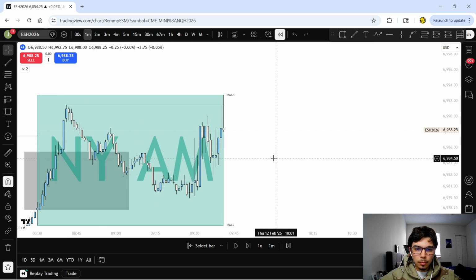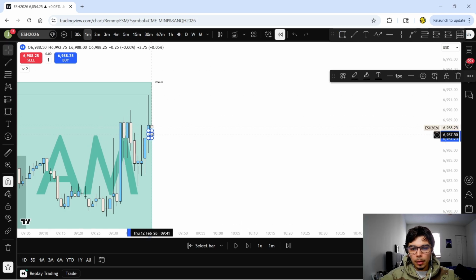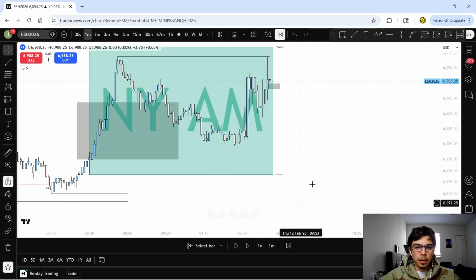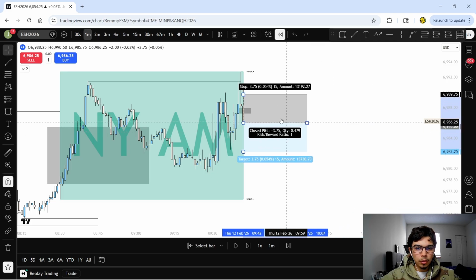Perfect. What do we get right here? Well, we get a fair value gap. Now, if this gets inversed, then we can go ahead and target shorts, right? So what ends up happening? Awesome. We get an inversion. Go ahead, enter off this.